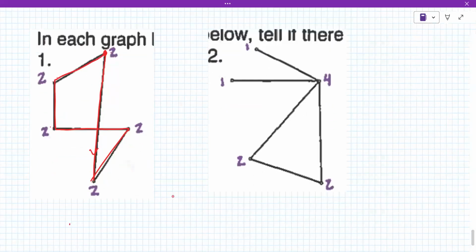Okay, so we agree the one on the left is a circuit. On the right, though, what if I start here? I should have probably indicated the path. Okay, if you start here, go down, come back, oh, okay, yeah, but we don't start where we finish, so that's a path. And again, they get way too complicated.